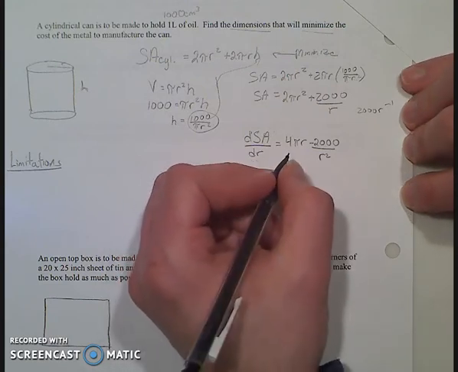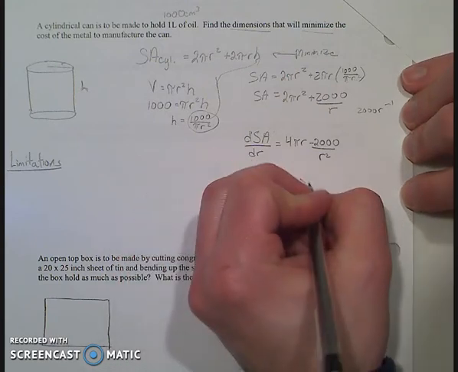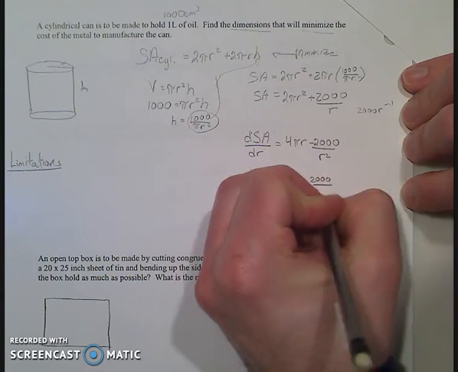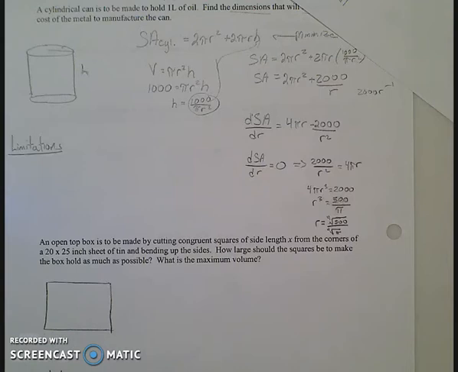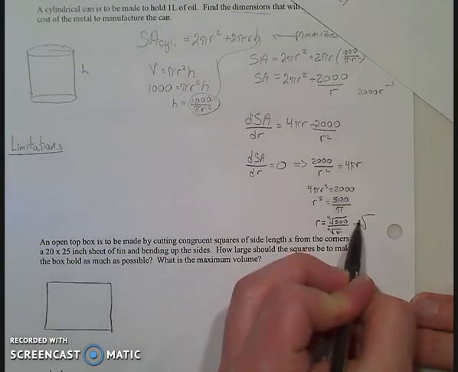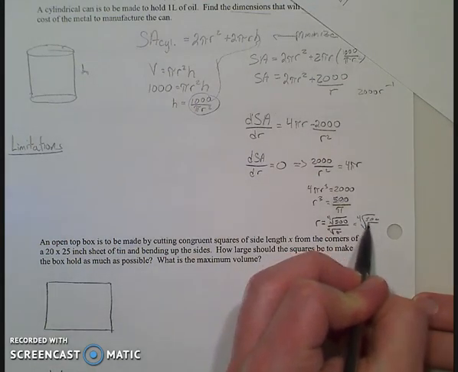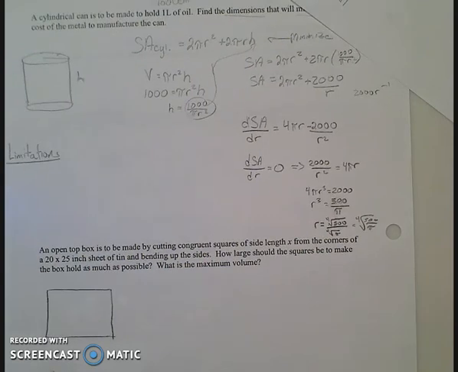Okay, if we set that equal to 0, we're going to get 2,000 over r squared equals 4 pi r. And if you solve for r, you will get the 4th root of 500 divided by the 4th root of pi. You can write it as the 4th root of 500 over pi. That is what r is.